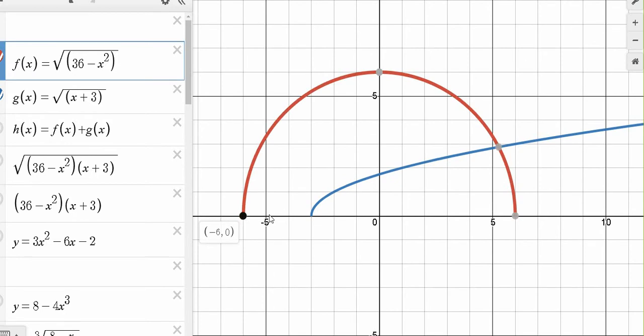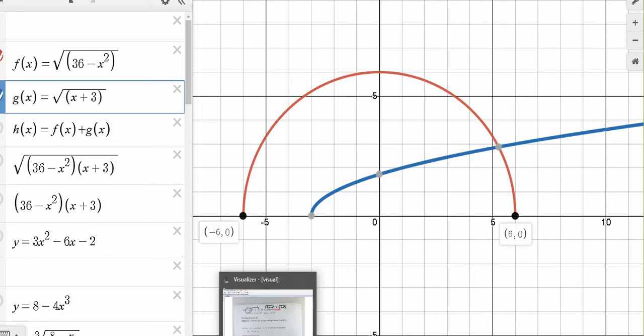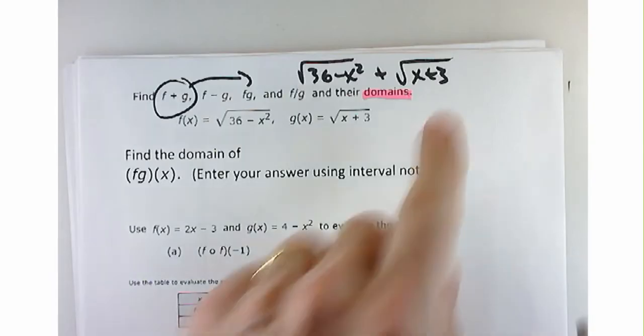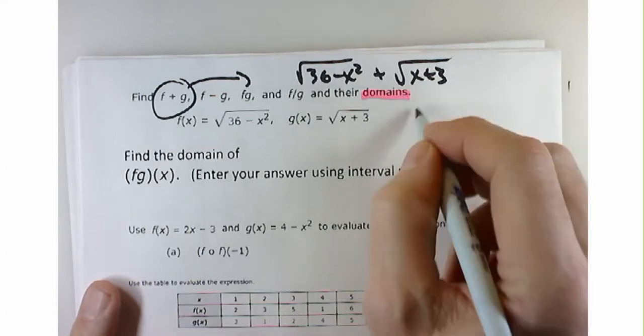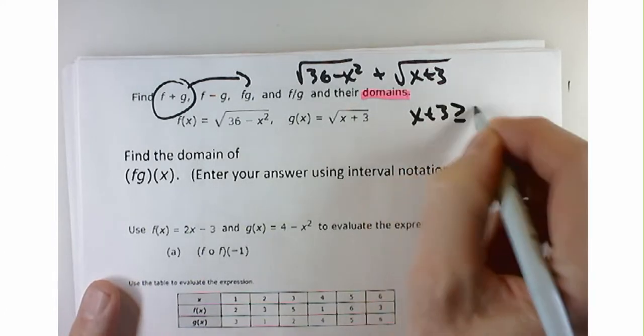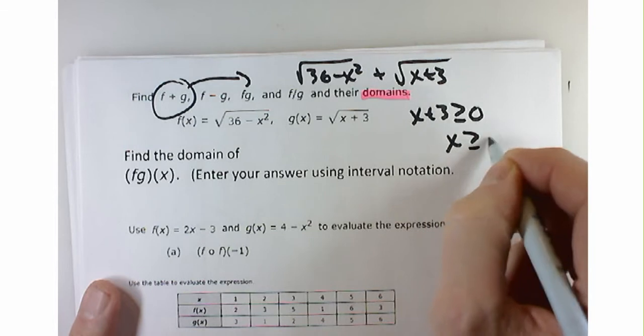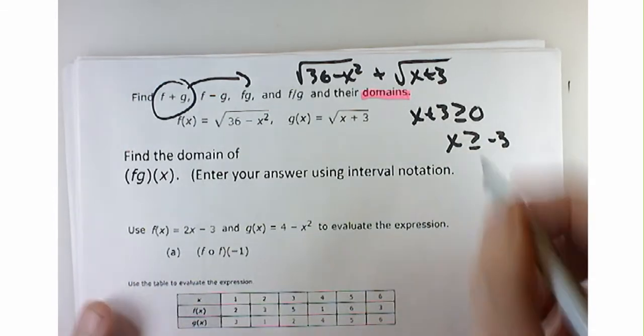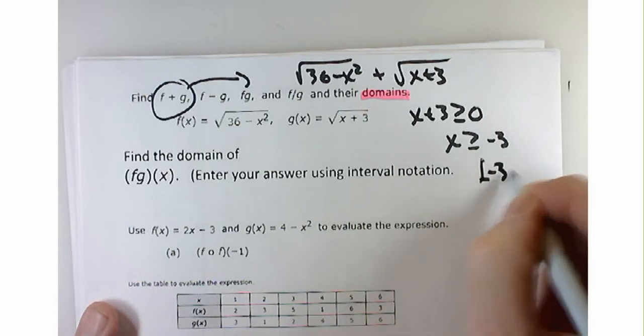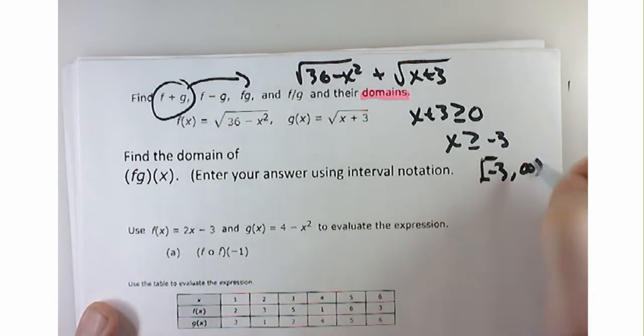So the domain of the first one is negative 6 to 6. That's f of x. G of x, you can get the domain in a couple ways. It's not a bad idea to remind you, though, that what you're looking for as far as its domain is, you want to make sure that x plus 3 is greater than or equal to 0, which means x is greater than or equal to negative 3. Cool. So that would be negative 3 to infinity in the interval notation.